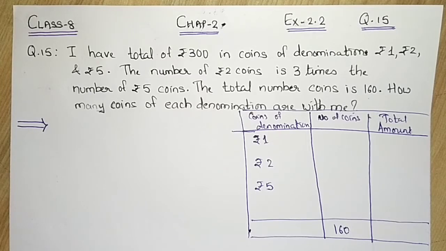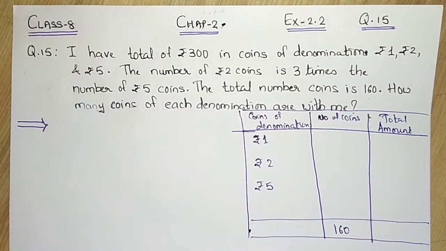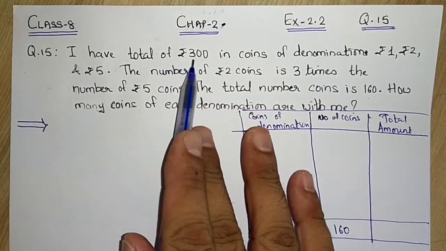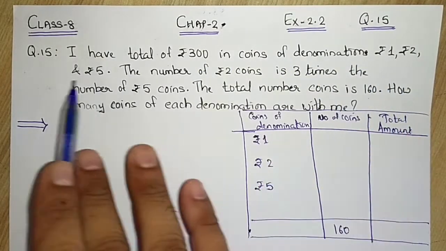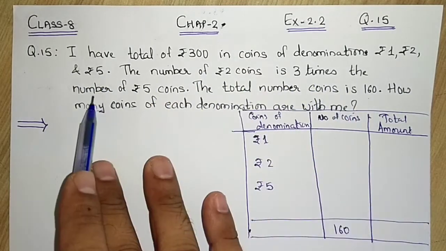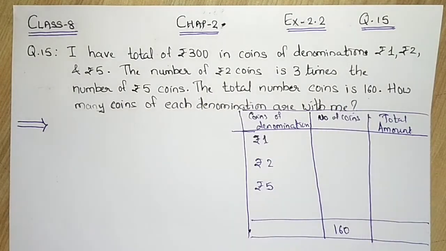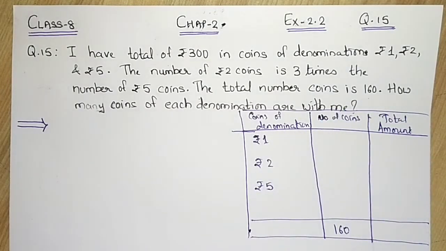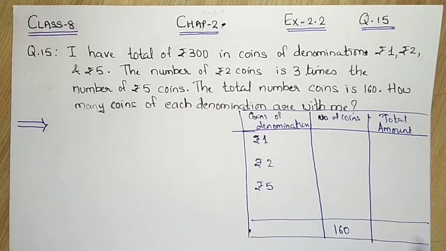Students, today we are going to solve question number 15 of exercise 2.2, chapter 2. Question number 15 says, I have a total of rupees 300 in coins of denomination rupees 1, rupees 2 and rupees 5. The number of 2 rupees coins is 3 times the number of rupees 5 coins. The total number of coins is 160. How many coins of each denomination are with me?